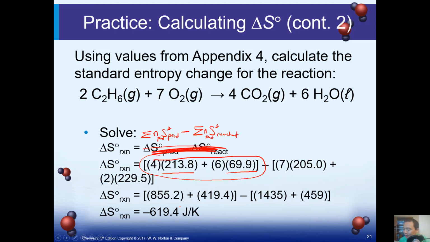You do the calculation and you find out that delta S for the reaction is a negative number. The result does make sense because in the beginning we have 2 plus 7 moles of gas. After the reaction we have 4 moles of gas. Remember, water in this case is in liquid phase, so we have fewer moles of gas being generated, so we expect the reaction to have a decrease in entropy.